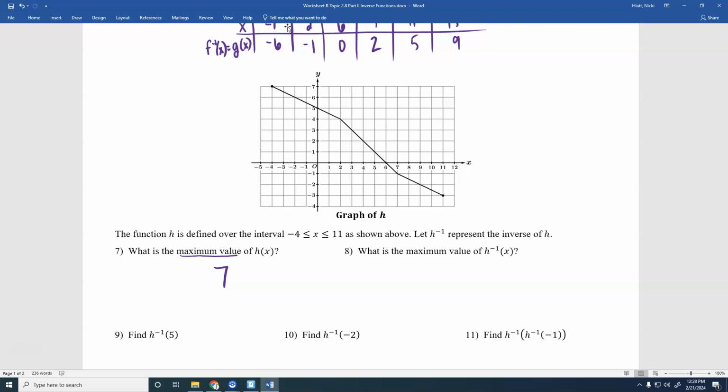What's the maximum value of h inverse? It's 11. Why is it 11? You switch x and y's, right, for the inverse. So the highest x value would be 11 right here on h. When you switch those, it's going to become your highest y value. So 11 would be your highest inverse value. All right. I've got to find h inverse of 5.